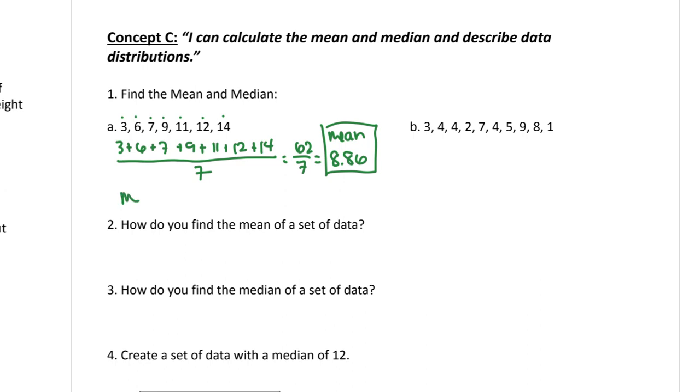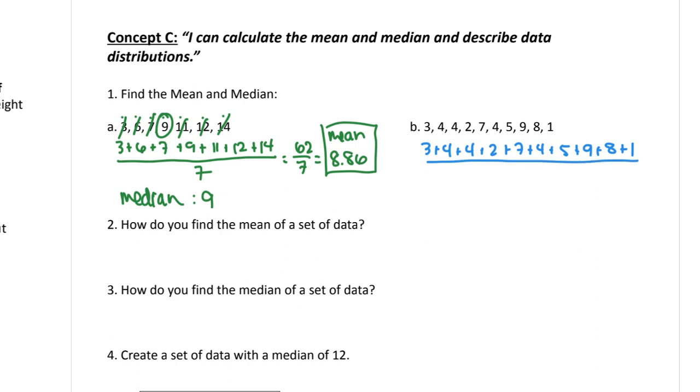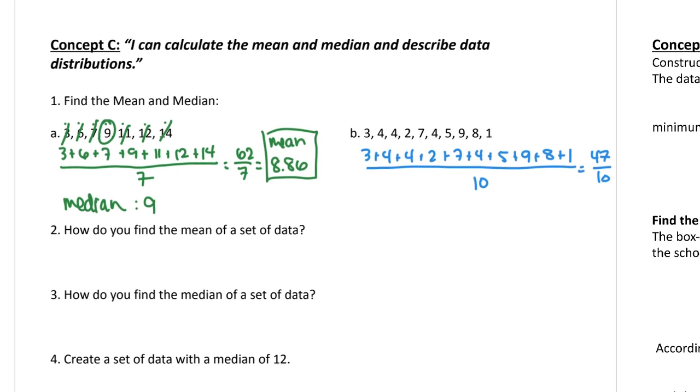And then to find the median, you look for the middle number. These are actually already written in order. So one way you can do it is you can cross off from both ends until you meet the middle. So that means 9 is the median. All right, same thing for B. We're going to add these together. And if you count the total number of numbers, it's 10. So when we add those all together, we get 47 divided by 10, which is going to be 4.7. So that's the mean.